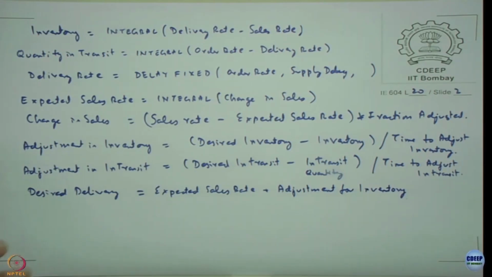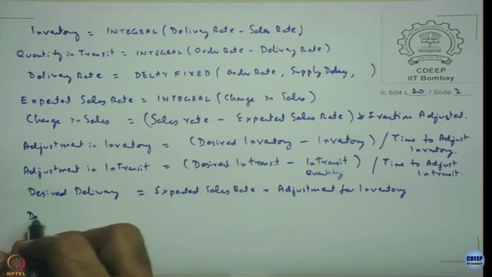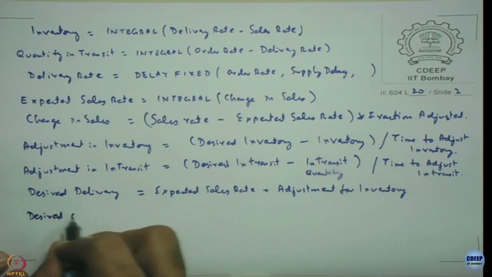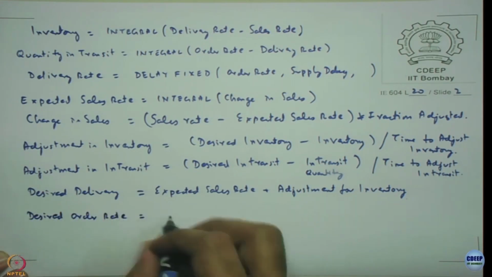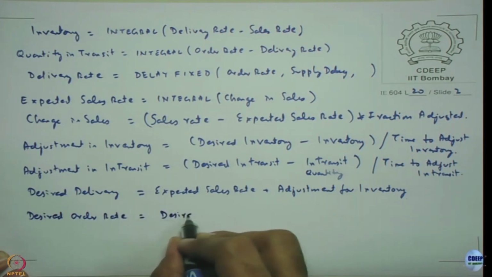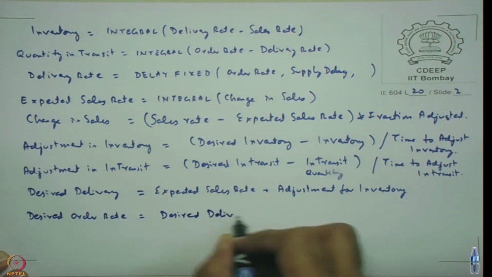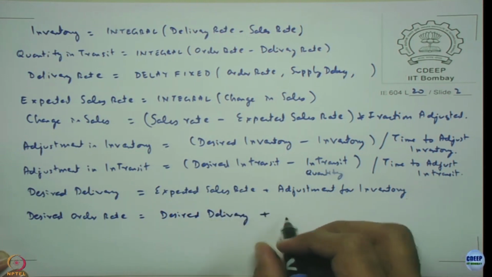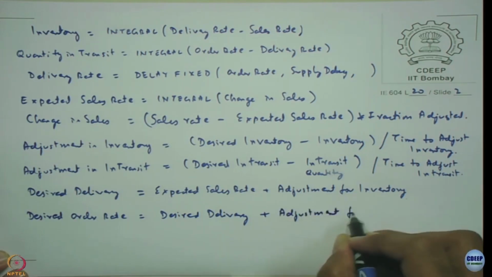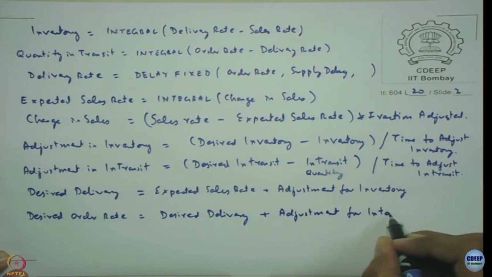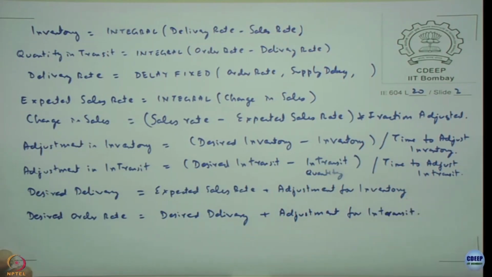Okay. The desired order rate is desired delivery plus adjustment for in transit. And order rate is equal to desired order rate for now.